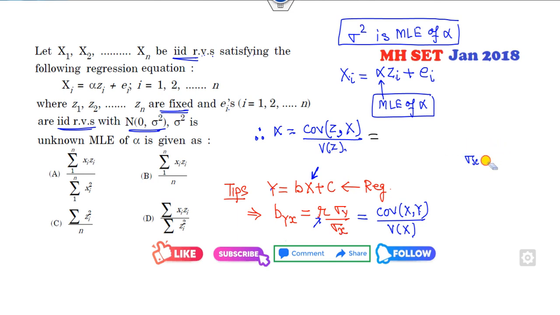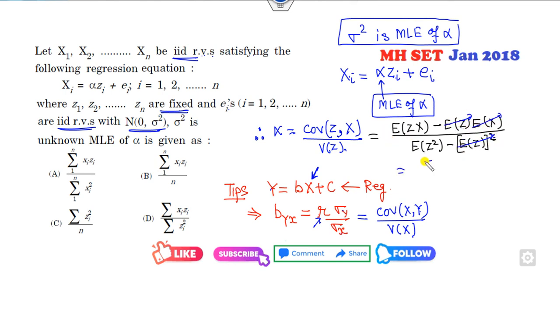Let me clear this screen. So how can you write that? This is expected value of zx minus expected value of z times expected value of x, divided by expected value of z square minus expected value of z whole square. Now if you look at the options, all have the center 0. That means mean is my 0. So this component is my 0, this is my 0, this is my 0.